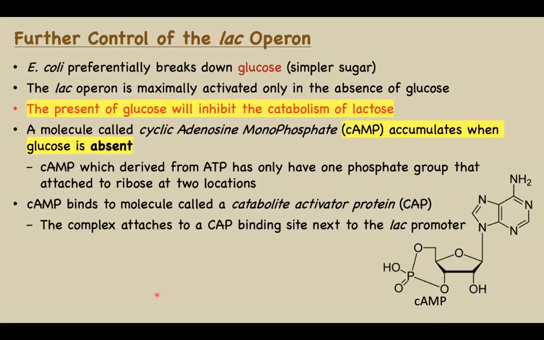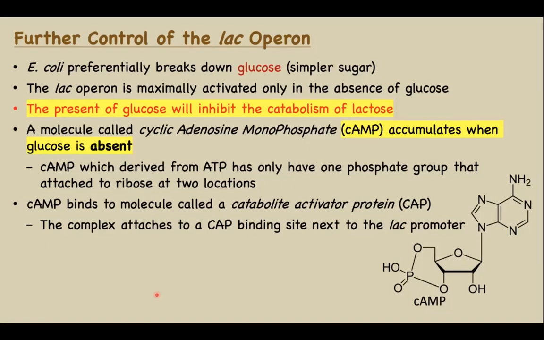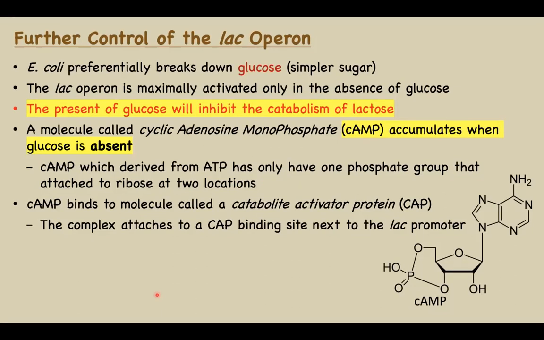Yang tu bila only the lactose is present, maksudnya dah tak ada glucose dalam sel. Okay, now we will go on into what happens kalau ada glucose dalam sel. So what happens to the operon, sama ada dia function ke tak kalau ada glucose. So you can see the first sentence here, the E. coli preferentially breaks down glucose compared to the lactose. Sebab glucose ni is already a simpler sugar compared to the lactose. Lactose nak kena break down into glucose dan galactose lagi.